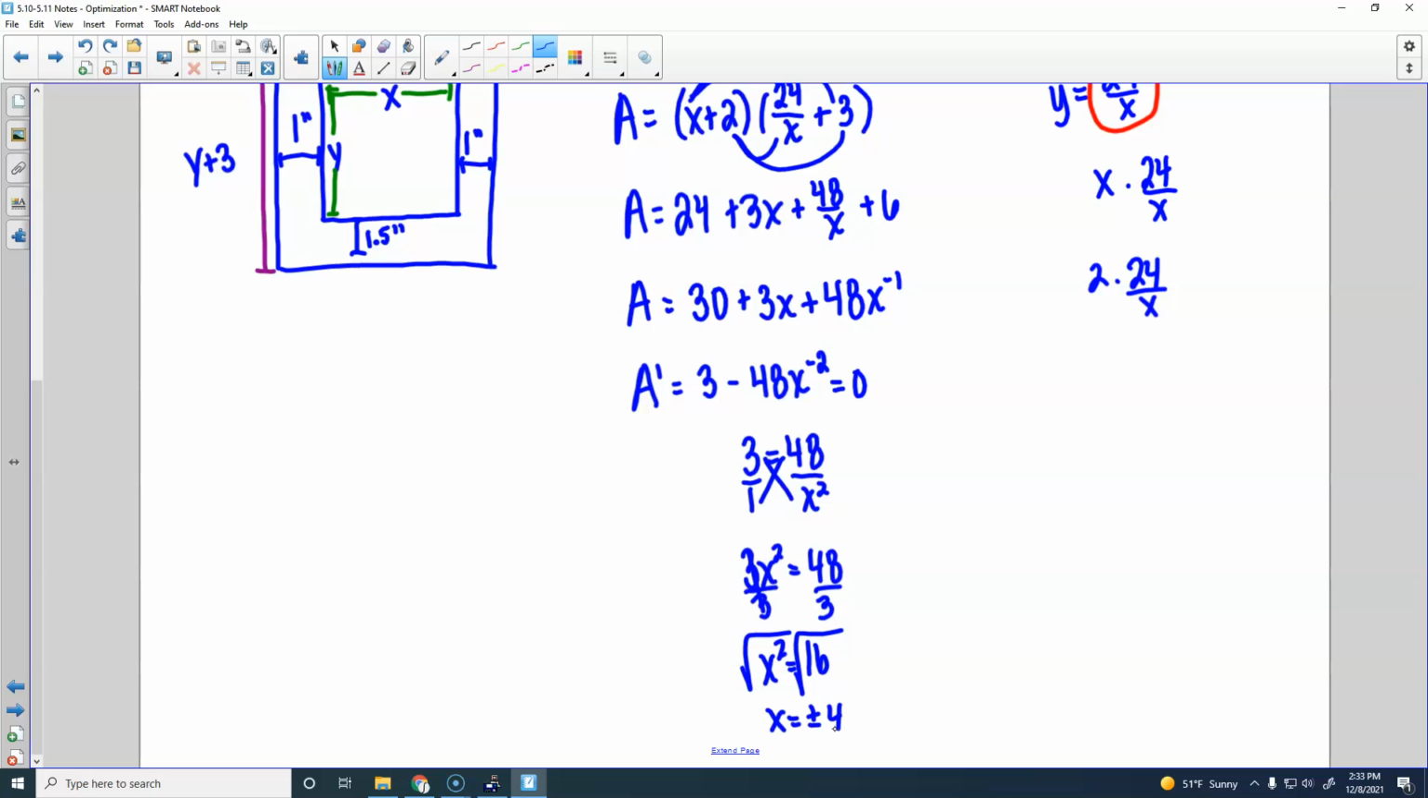Does the negative make sense here? Okay. So we only really care about the positive. The smallest we could possibly have is 0 because we have nothing. Yeah, you can't have negative paper.